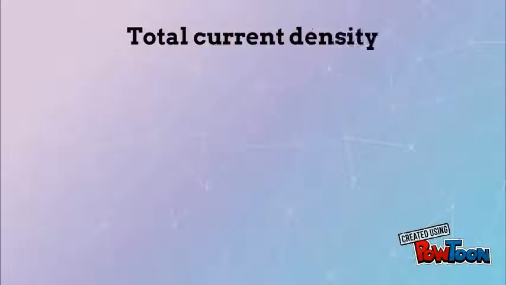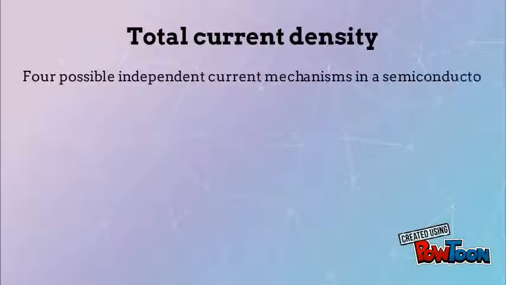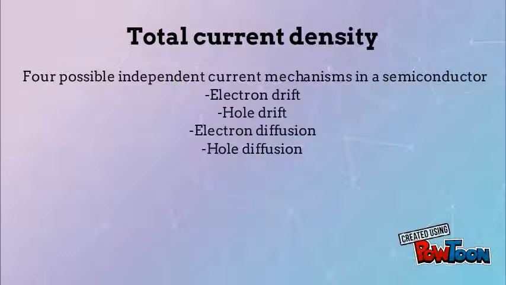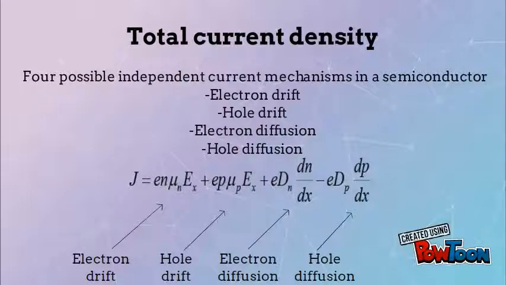Total current density. There are four possible independent current mechanisms in a semiconductor. That is, the electron drift, the hole drift, the electron diffusion, and finally the hole diffusion. The total current density consists of these four mechanisms combined.